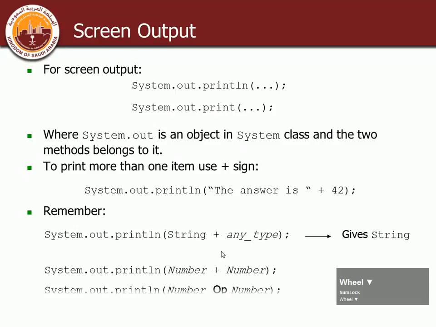So it's very important that this is the concatenation. However, if you use a number with another number, this is a plus. This is not the concatenation anymore. And I can use any operation actually. I don't have to use only plus between two numbers. I can use minus, multiplication, division, and so on.